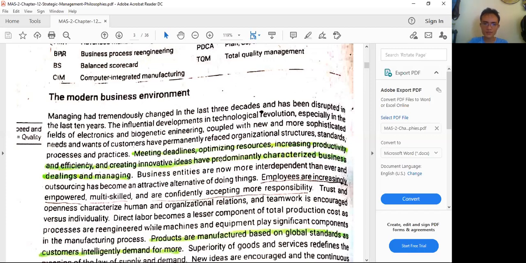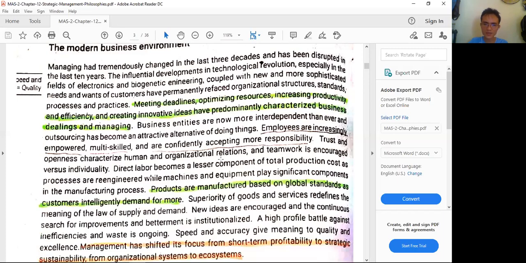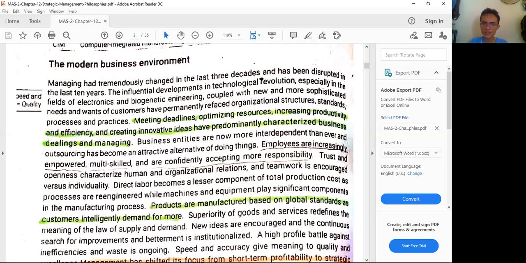So there are a lot of developments that happened along the way, and that's why the business environment has become modern. So characteristics would be technology, could be the employees are skillful now, they're multi-skilled, then products are made on global standards. Since we are not anymore limited by producing our products to our citizens in the country, so our co-Filipinos, for example, but we also expand to a lot of people in the world. So that's why the products are manufactured based on global standards. Customers becoming intelligent. That's the truth. Customer is the king, as they say.